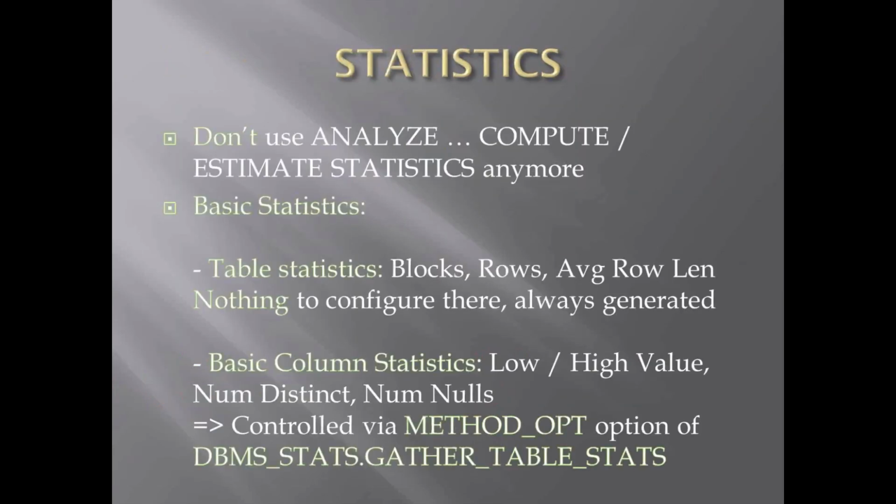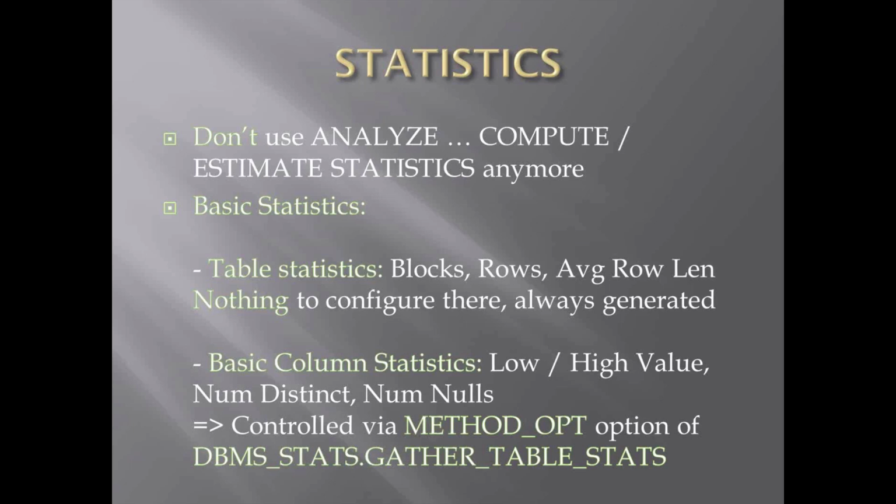Short introduction to statistics. This is supposed to be a selection of things that I come across repeatedly. What I'm still seeing is that people use analyze, compute, or estimate statistics. This has been deprecated or basically de-supported a very long time ago. So if you have legacy code and that works, then of course don't touch it because it works. But if you see it in code that you have to touch or that you're currently working on, do not use analyze, compute, or estimate statistics anymore. Use DBMS_STATS.